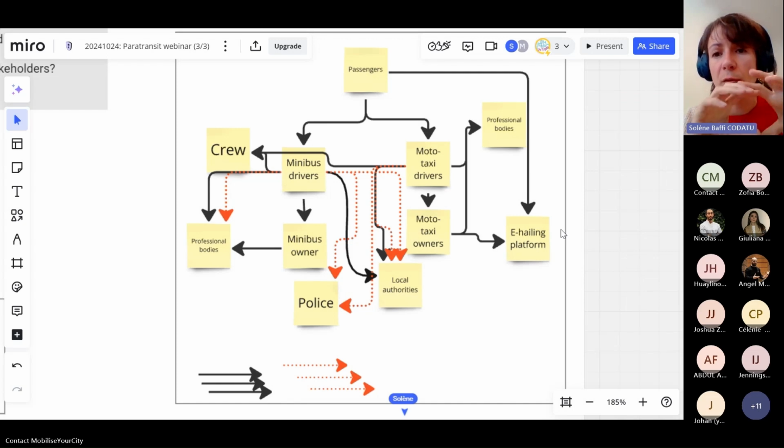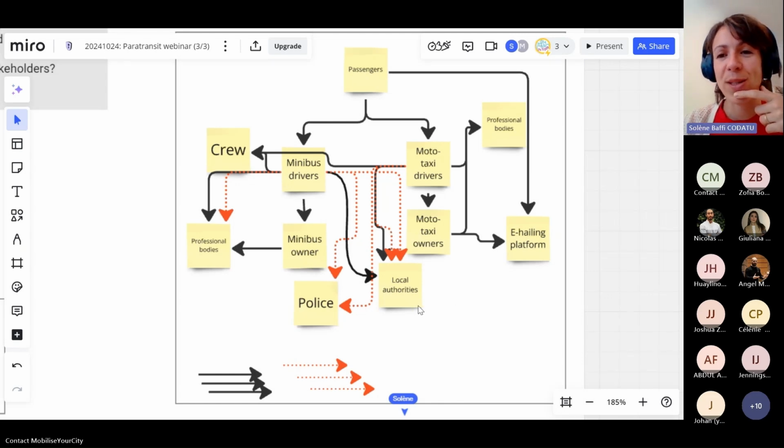So this is just a very brief example of the type of observation that can be done. You can find a similar example in Tool 1 of the Paratransit Toolkit, which will also feature different types of actors. Now we really concentrated on the drivers, the owners, professional bodies, and passengers, but you can also include much broader stakeholders, such as all the peripheral actors, such as the energy suppliers, the mechanics, the insurers, that do have an impact, especially on the business model of the different stakeholders.